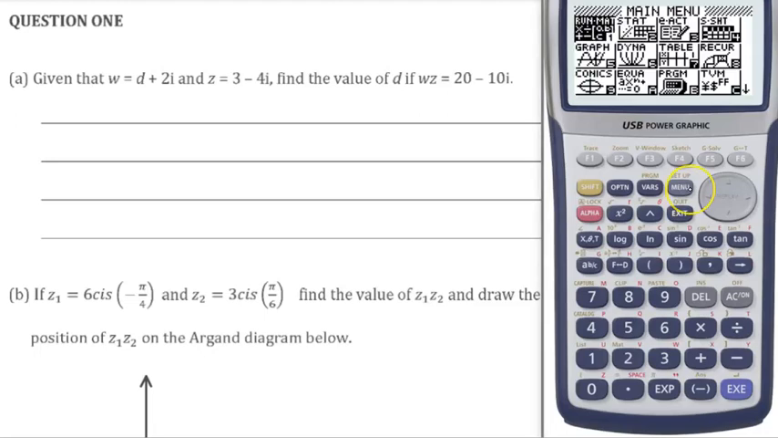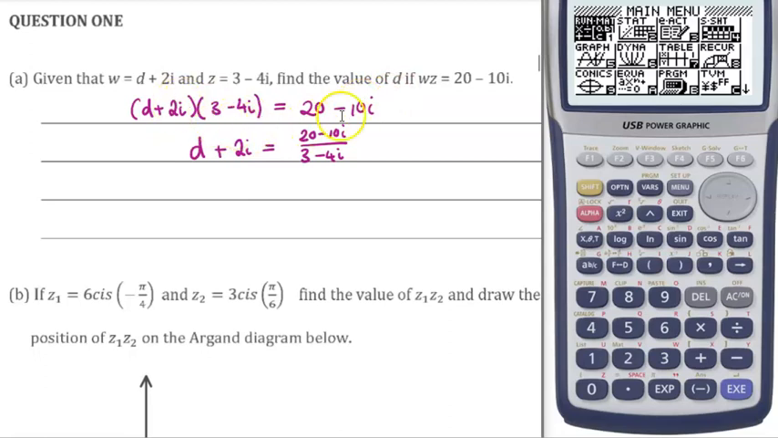For this one, we're going to use our calculator. It's a very common type of question that can be done algebraically, but is much easier and faster on the graphics calculator. We first write out what we've been told, that W and Z multiplied together makes 20 minus 10i. If we have two things multiplied together to make something, then we can divide one by the other to get the thing that we are trying to work out. In this case, we're working out what the d is. So we can turn this into a fairly straightforward division that can be done on the calculator.